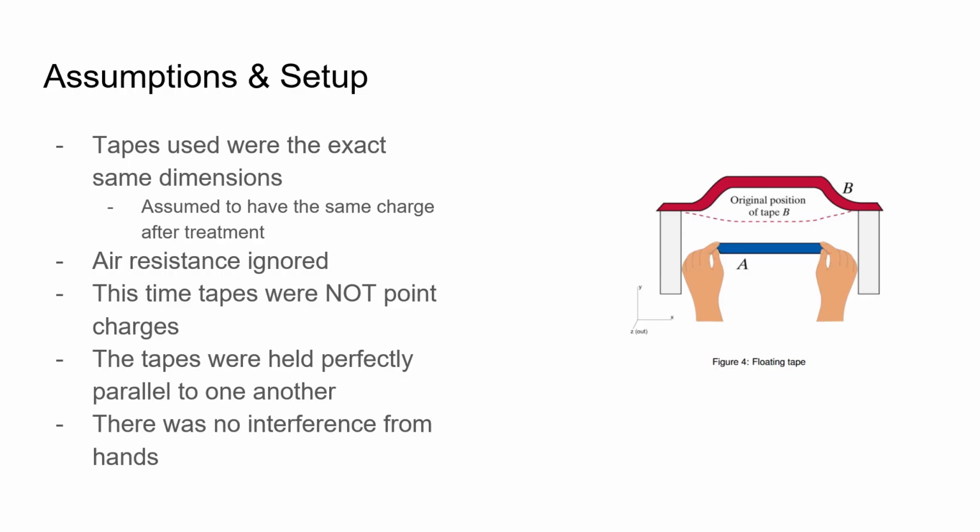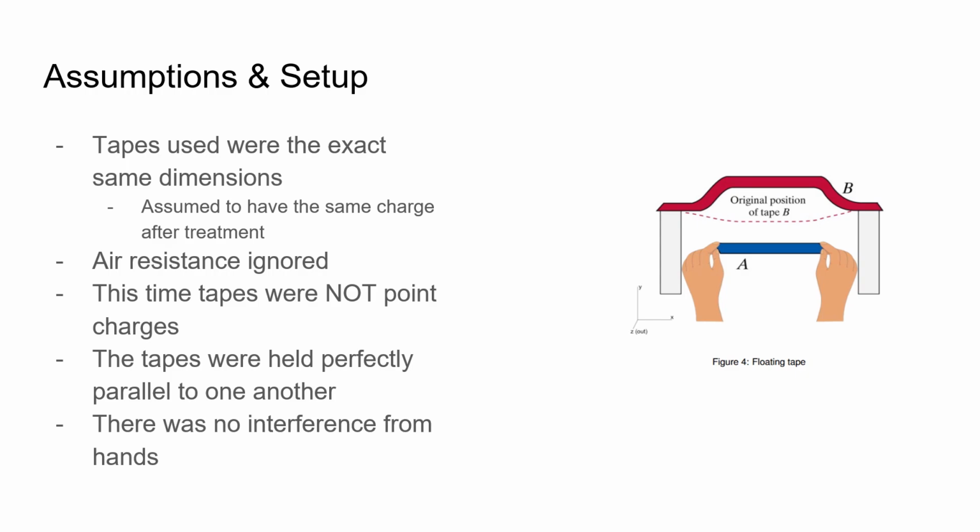One really big assumption that we had was that these two tapes were the exact same dimension, and therefore they would carry the exact same charge. That's really important in our computational model because that is a big assumption that we make. Air resistance can be ignored here because both these tapes are in equilibrium, meaning that the net force acting upon them is zero, as well as the fact that neither of these tapes are in motion, meaning that there is no air resistance.